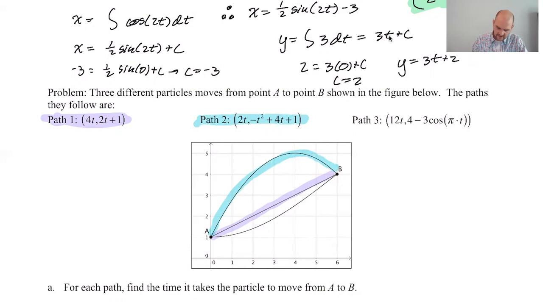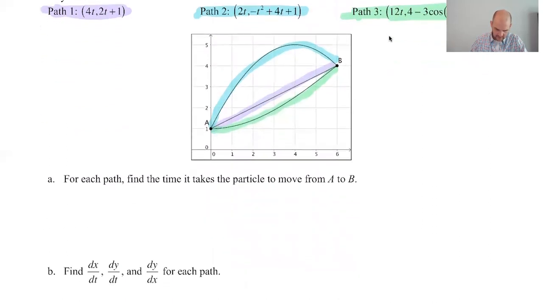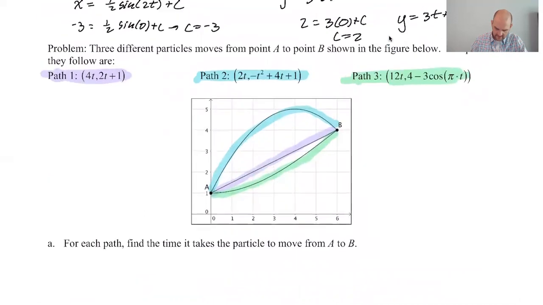And then the next one is 12t, and then like a negative cosine, which would start at the bottom and go up. So I think this makes sense. Okay, identified. I don't know if we were supposed to do that. For each path, find the time it takes. Okay, so the time it takes.